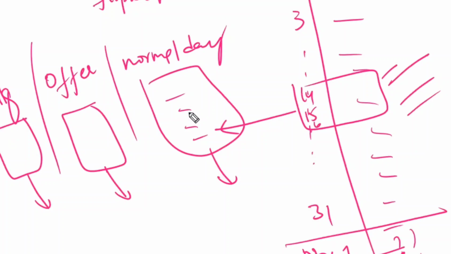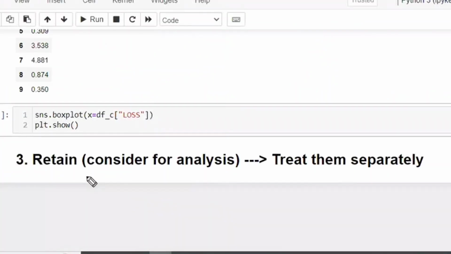This is called as retrain. Retrain means the outliers data, separate them and analyze them separately. Don't combine with the normal data. Separate the data and do the analysis separately. This is called as retrain. These are the three different options which we are having.